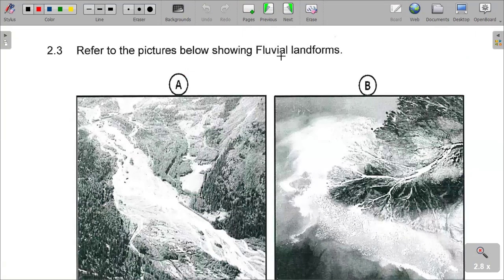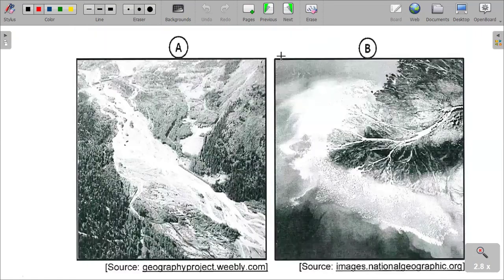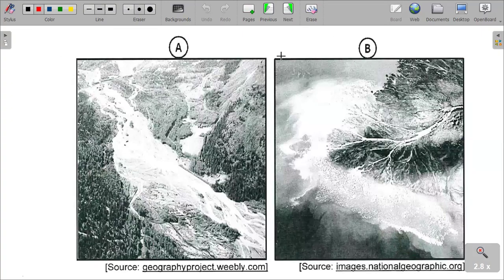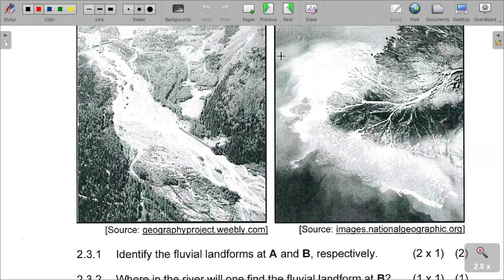2.3.1 is showing fluvial landforms that are shown here. We are shown some fluvial landforms, quite good examples for us to understand the river systems. So there are deltas, there are braided streams that are shown. So the question is saying identify the fluvial landforms at A and B.